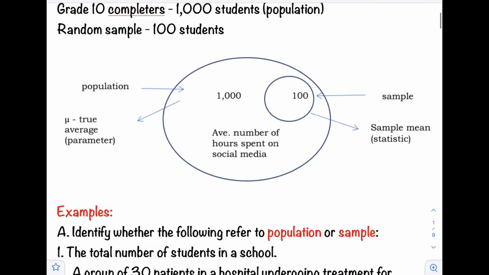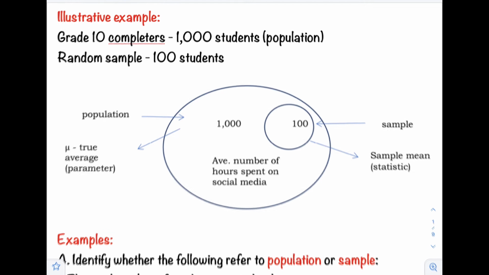That's why we use a sample of the population. Suppose you want to find out the average number of hours spent on social media daily, in this time of pandemic, by the grade 10 completers. So here the 1,000 is our population, the grade 10 completers, while the selected 100 here is our random sample.